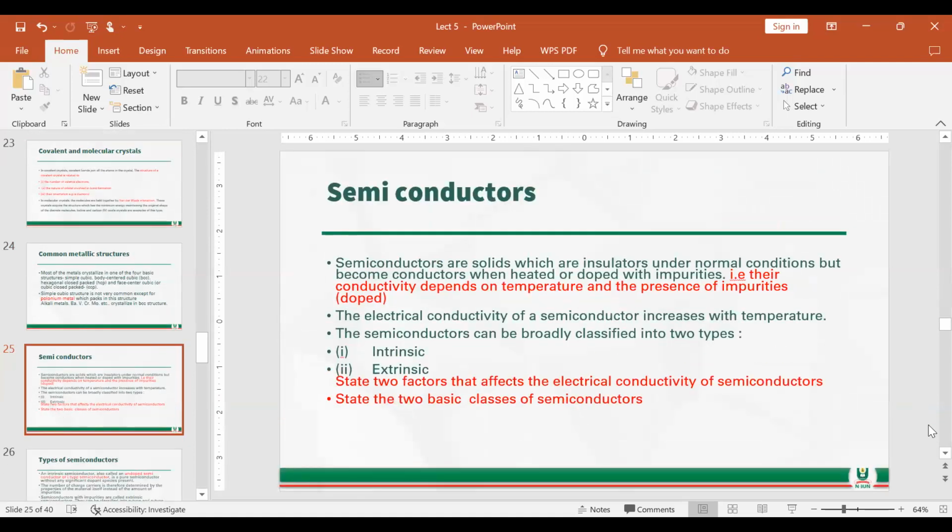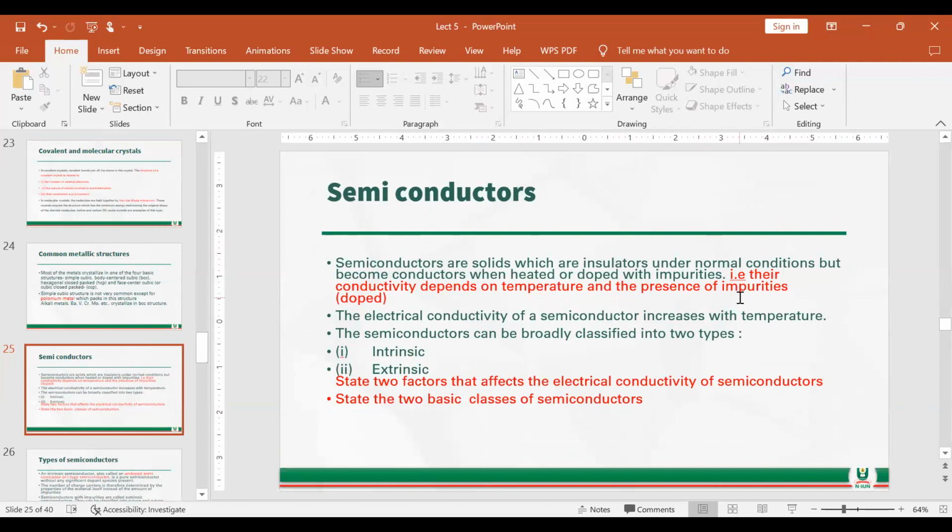Semiconductors is where we now go. Semiconductors are substances that can behave both as conductor or as insulator. At higher temperature, they release electrons and behave as conductor. At lower temperature, electron movement is impeded, which means they behave as insulator. So semiconductors are solids which are insulators under normal conditions, but become conductors when heated or doped with impurity.